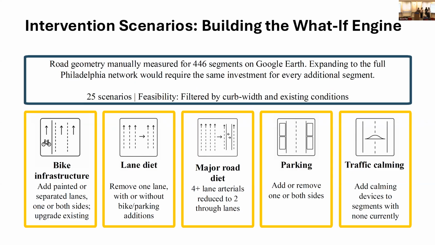For example, we can add bike infrastructure. We can perform lane diets. We can add or decrease parking, and we can introduce traffic calming. So if these roadway segments had different configurations, what can the model tell us about how speeding would be impacted? These results and the model predictions are baked into our application, which we'll talk about.